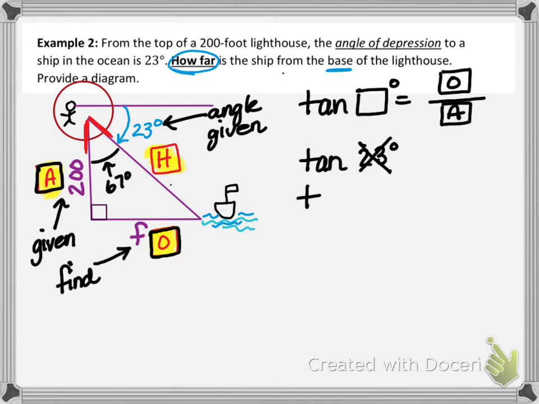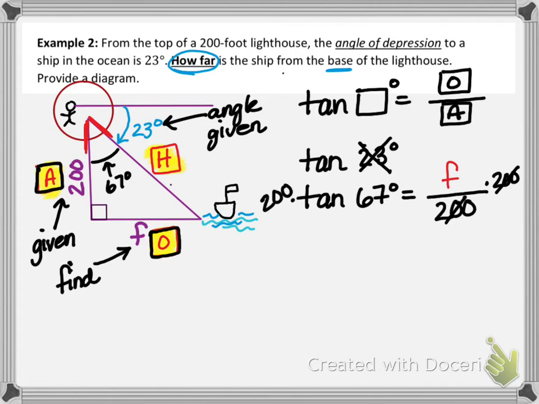So actually we're going to use tangent of 67 degrees is equal to, do I have an opposite? Nope, that's what I'm looking for. That's my F. Do I have an adjacent? Yep, there's the 200 that was right next to it. So in order for me to solve for F, I needed to multiply both sides by 200. So 200, the tangent of 67 is going to equal my F.